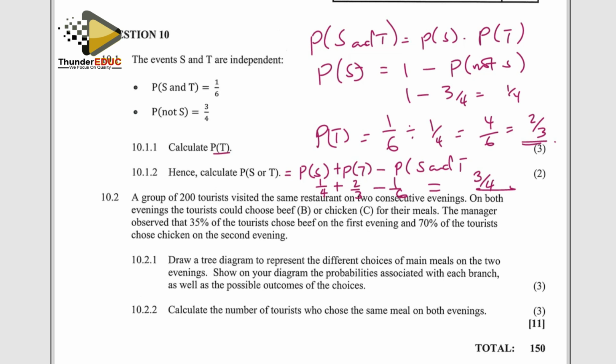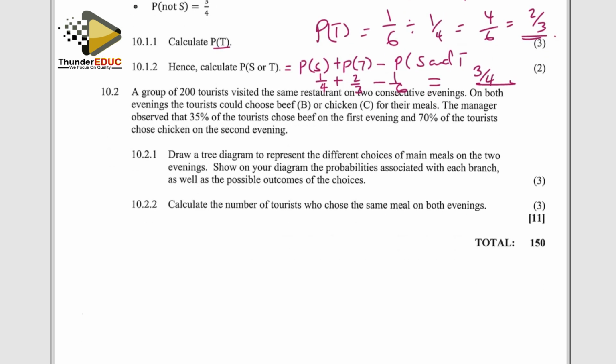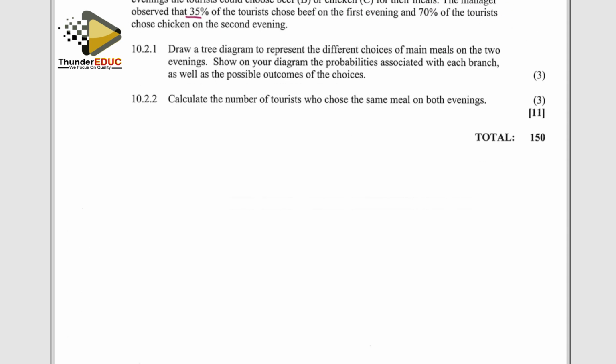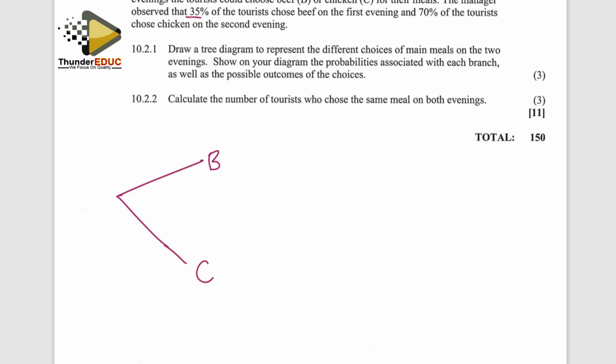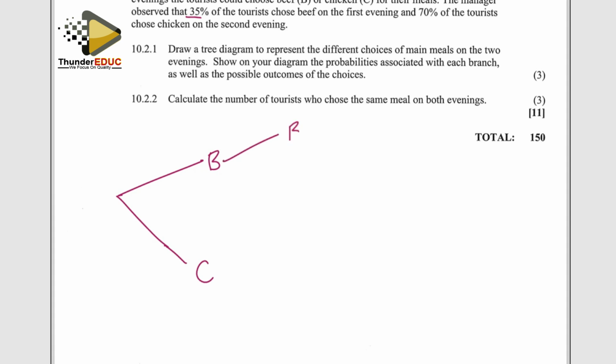Okay, and then 10.2, telling me that a group of 200 tourists visited the same restaurant on 2 consecutive evenings. On both occasions, tourists could choose beef or chicken for the meals. The manager observed that 35% of the tourists chose beef on the first evening, and then 70% chose chicken. Can we draw a tree diagram? All right, so this is straightforward. So this is going to be our first evening. We choose beef, we choose chicken. Then on the second evening we have beef or chicken again.